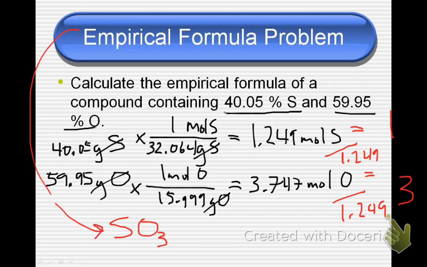So what you do is you figure out how many moles of each there is. You set up a ratio based on those moles using the lowest number and dividing, and that gives us the ratio, and we just take those numbers and plug them into the formula.